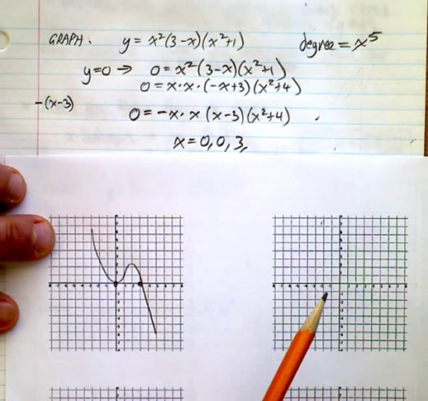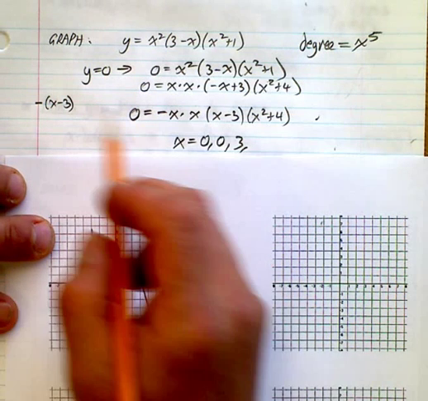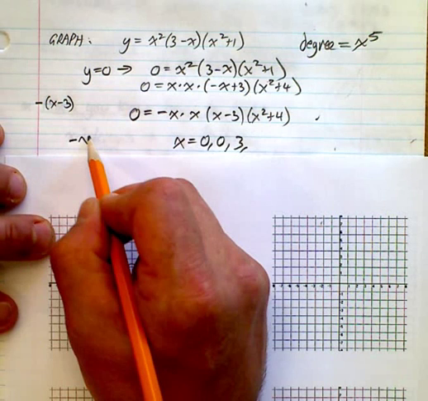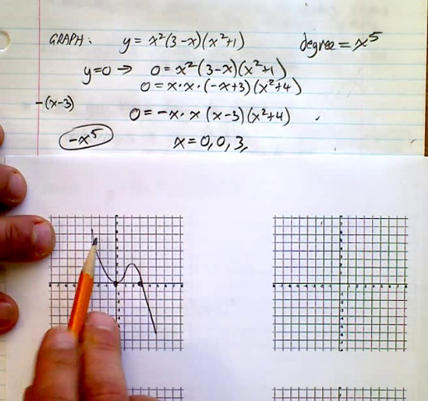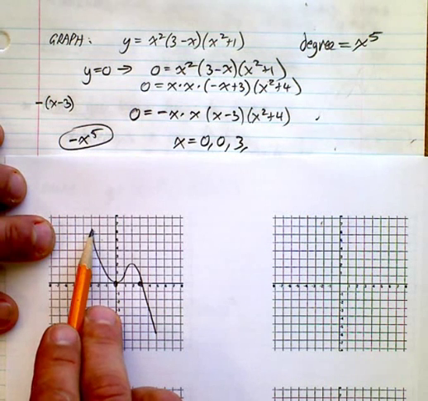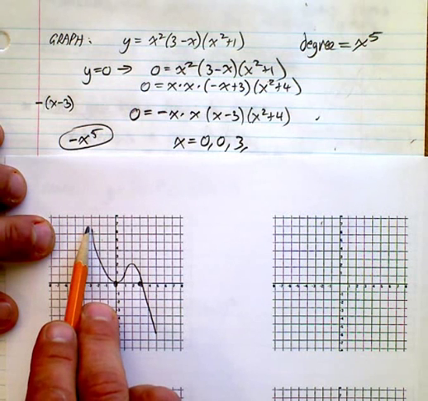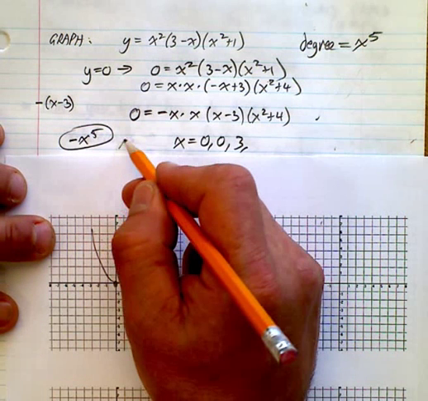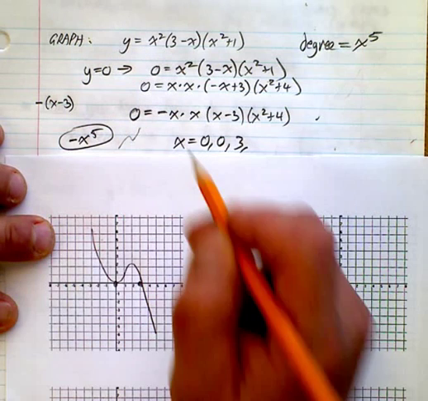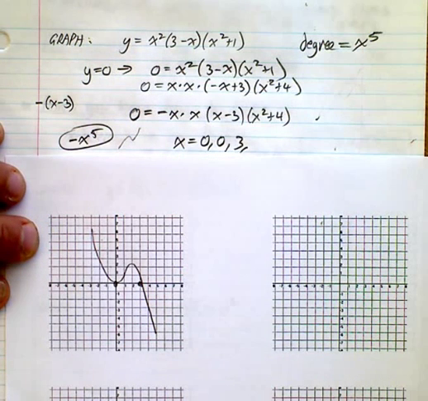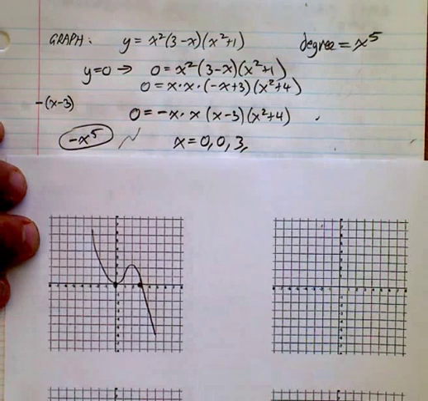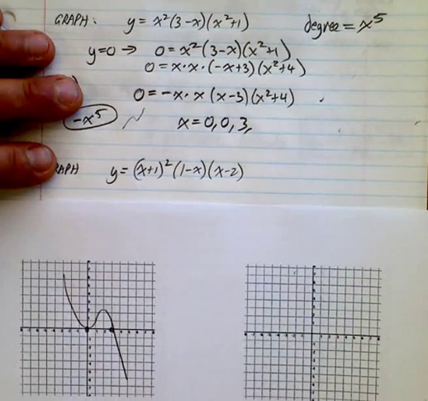It is a negative x squared, so it's a negative x to the power of 5. So the end behavior on this side, it starts at the top, because originally it starts like this, but now it's starting at the top because it's negative. A lot of things to keep in mind, ladies and gentlemen, all right? Let's try another one. Here we go.